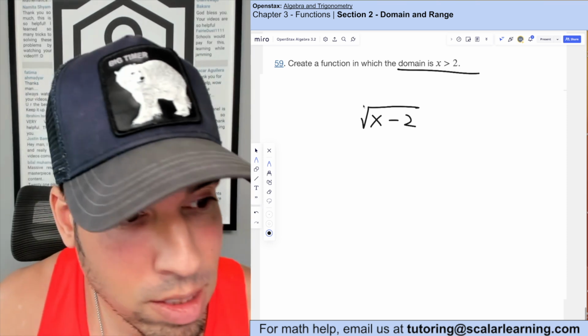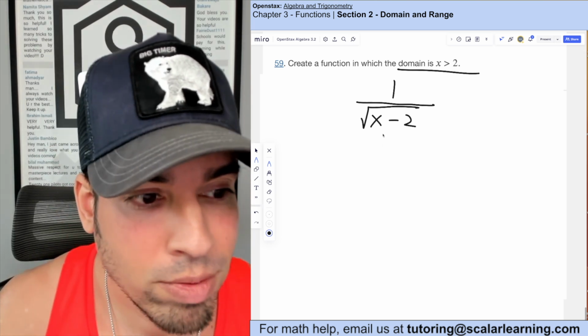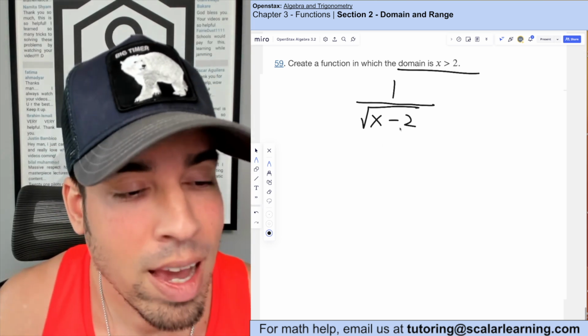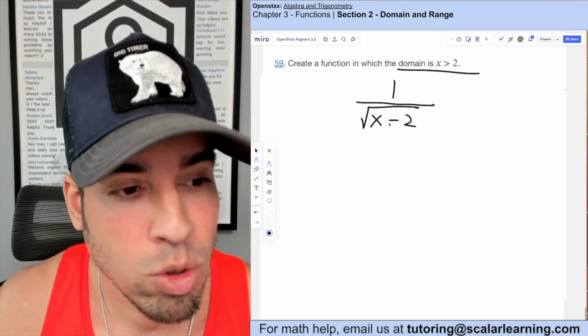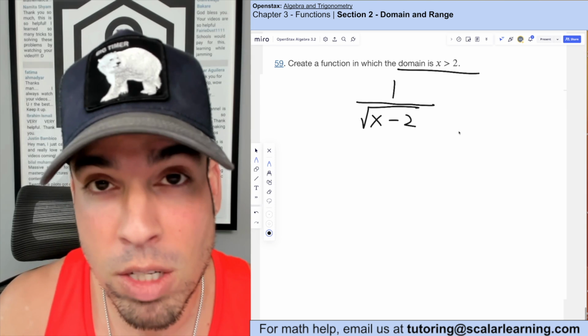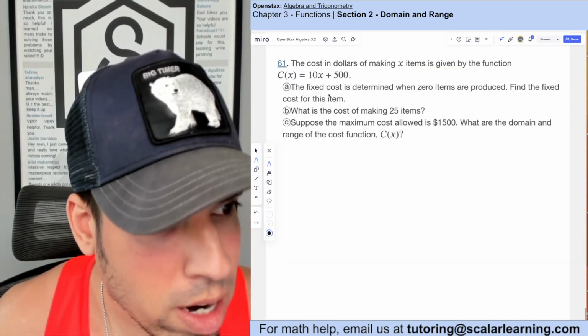Well, I can do that nicely by then throwing this in the denominator, because now we have to deal with the restrictions of a radical as well as the restrictions of not being able to divide by 0. So in this case, x would have to be greater than 2. Boom, done.